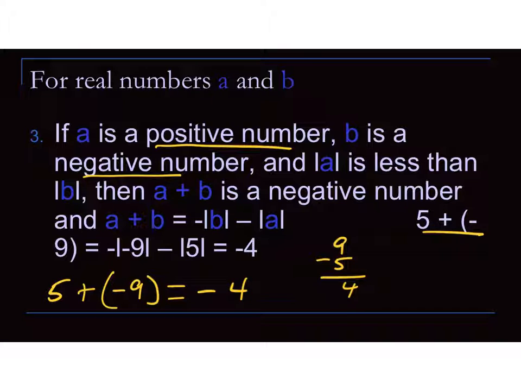You could switch it around the other way. I wouldn't. It just makes it harder on you. So 5 plus negative 9, that's negative 4.